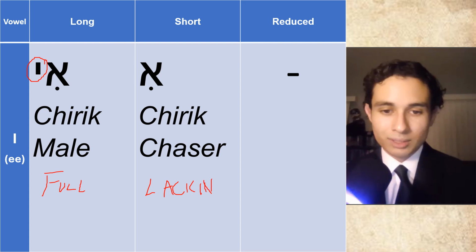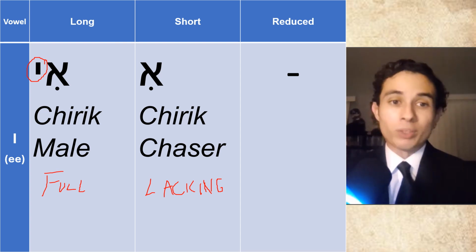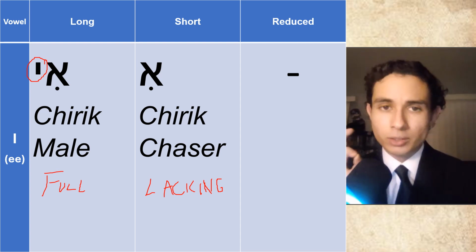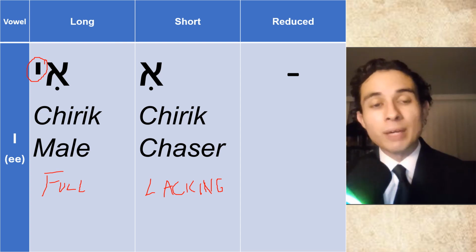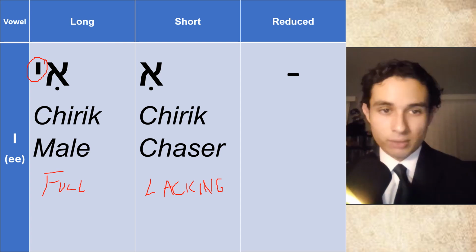Whoops, lacking. Or deficient because, well, the yod is not there. Okay, so when the yod is present right after the chirik mark, the one dot under the letter, it is male. When the yod is nowhere to be found, it's missing, it is chirik. So again, anytime you see these two marks under a letter, it indicates an E sound, E.